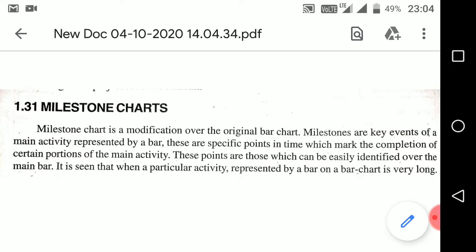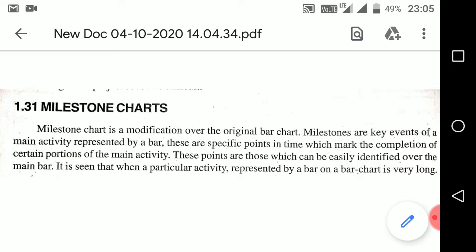So a milestone chart is a modification over the original bar chart. So almost it is similar to the bar chart. Milestones are key events of a main activity represented by a bar. These are specific points in time which mark the completion of a certain portion of the main activity. So these points are those which can be easily identified over the main bar.